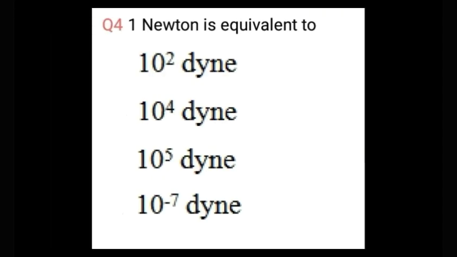Question number 4. 1 Newton is equivalent to 10 to the power 2 dyne, 10 to the power 4 dyne, 10 to the power 5 dyne, or 10 to the power minus 7 dyne. Your time starts now. The correct answer is 10 to the power 5 dyne.